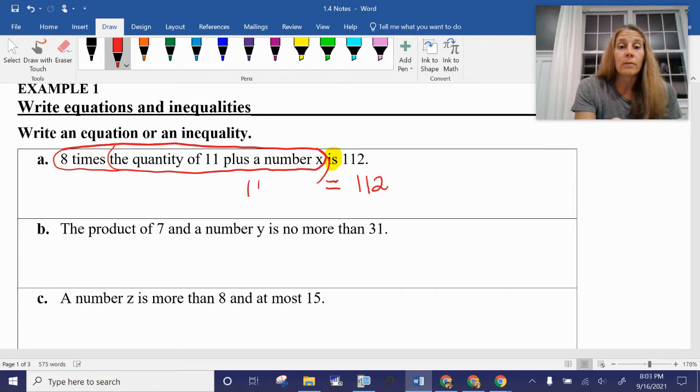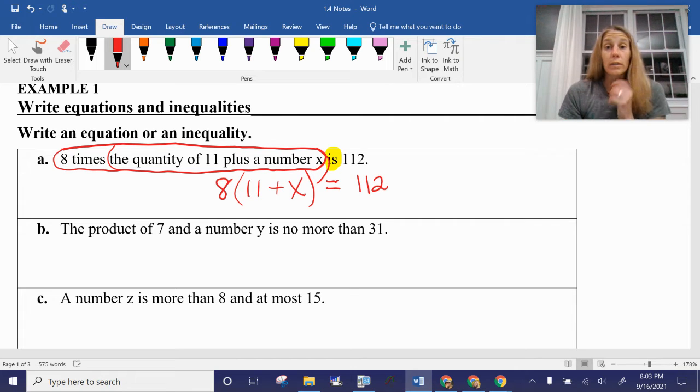So 11 plus a number x in parentheses, because it said the quantity of, and then I'm going to multiply that by 8. So 8 times the quantity 11 plus x is 112.